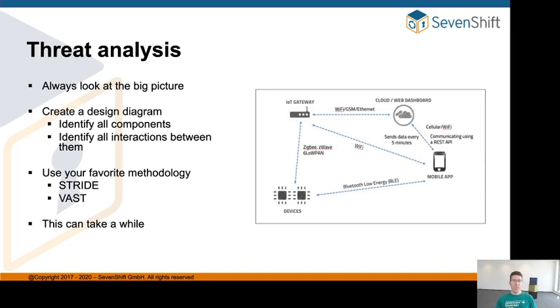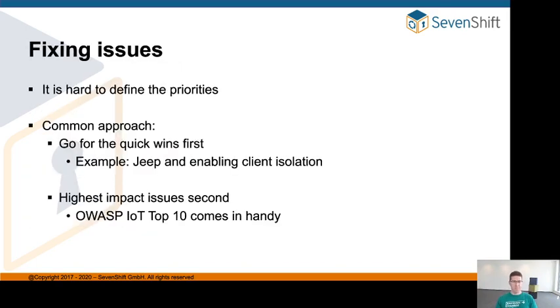So what you want to do is start with your threat analysis. You want to make sure you have the big picture. You create a design diagram where you include all of the components and all the interactions between them. Then you pick your favorite methodology, for example STRIDE or PASTA, and go through each of the interactions and see if you can spoof them, if you have integrity and whatnot. Then you're going to have to fix these issues, right?